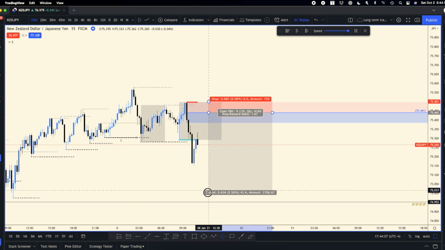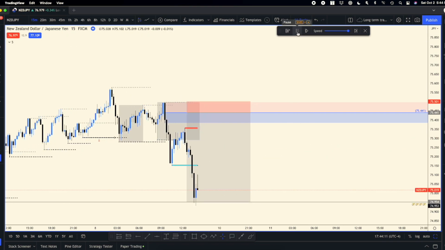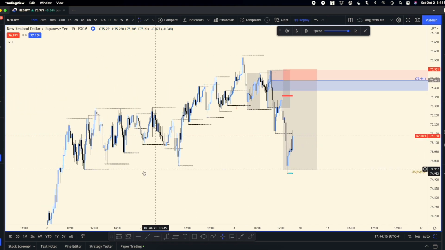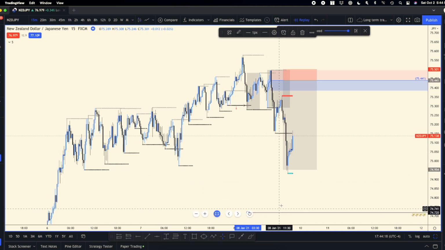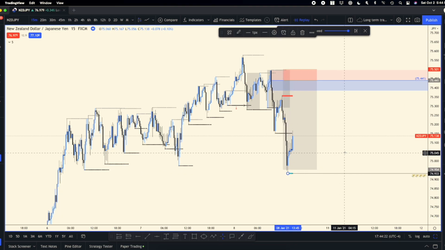And remember what I said, the liquidity point of what I'm targeting right there. It hit it before I can even retrace all the way back up. So it's what it is. Price will not always come to your entry.